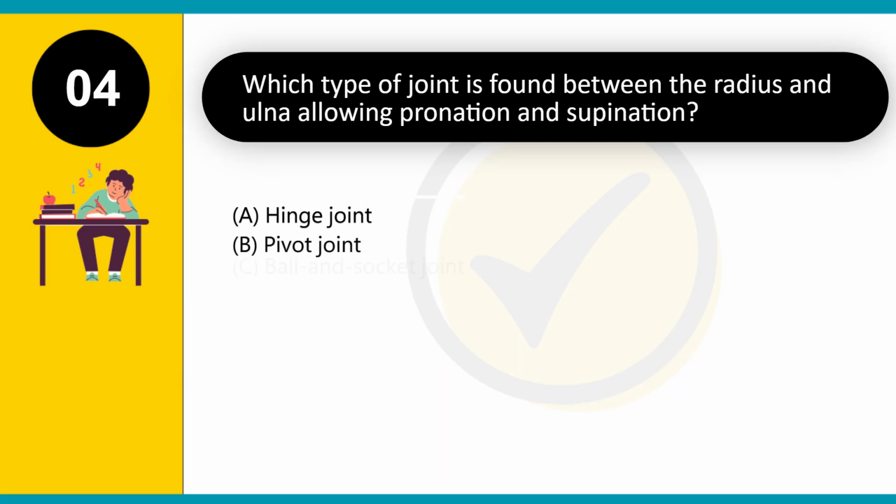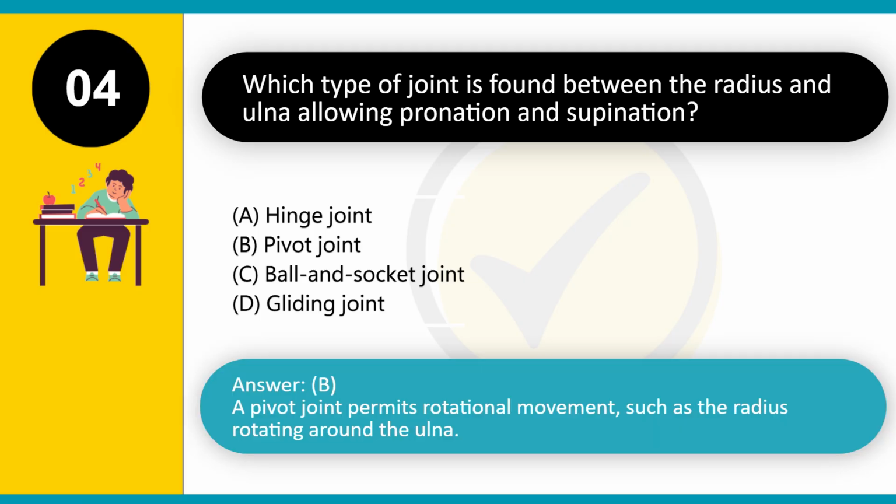Which type of joint is found between the radius and ulna allowing pronation and supination? A. Hinge joint. B. Pivot joint. C. Ball and socket joint. D. Gliding joint. Answer, B. A pivot joint permits rotational movement, such as the radius rotating around the ulna.